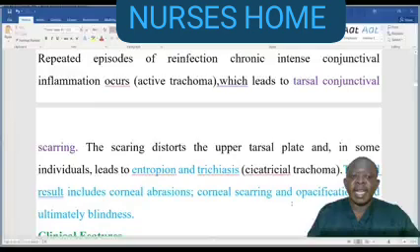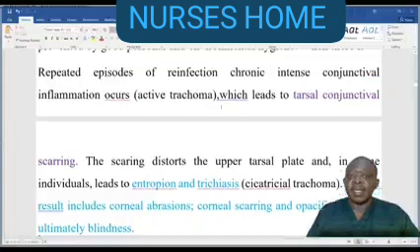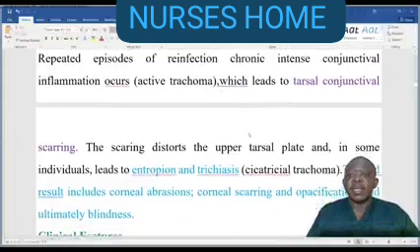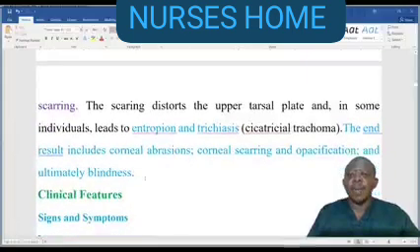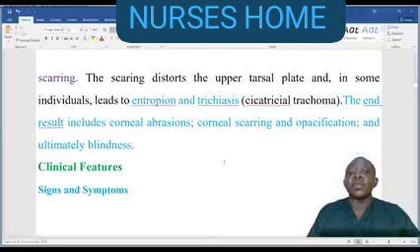So after infection with Chlamydia trachomatis, it may lead to tarsal conjunctival scarring and inflammation. Okay, in some it may cause entropion, and in others it may lead to opacification and abrasion within the cornea, and this is what may lead to blindness.